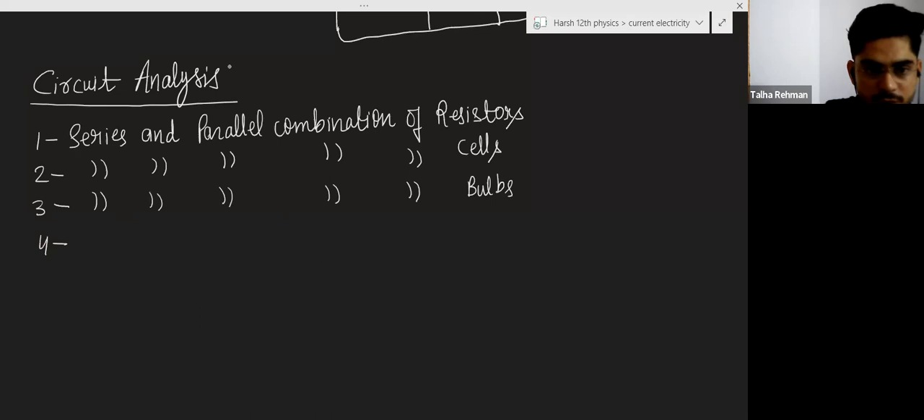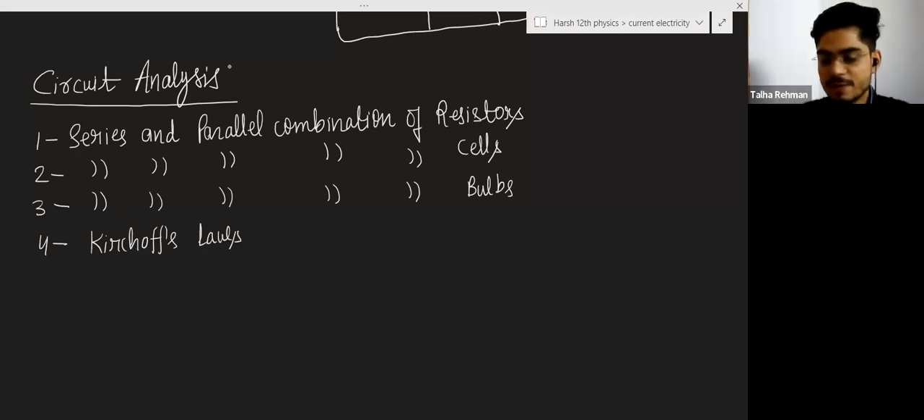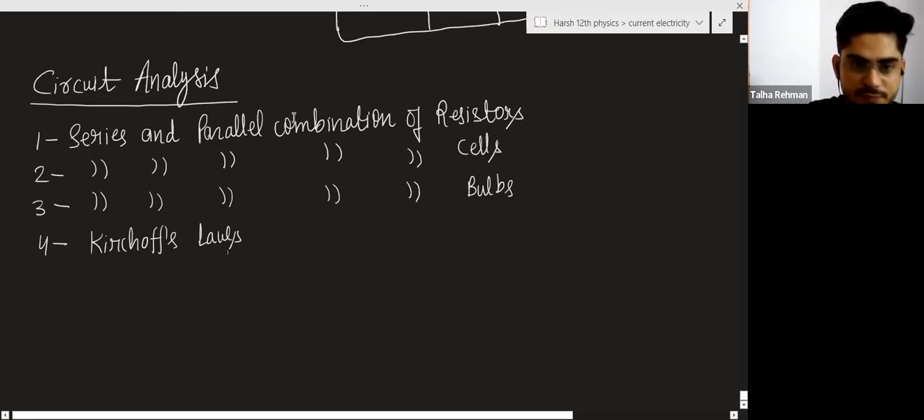Fourth, we will study Kirchhoff's law. So earlier we have discussed the series and parallel combination of capacitors. But this time we will study the series and parallel combination of resistors, cells, bulbs, etc.